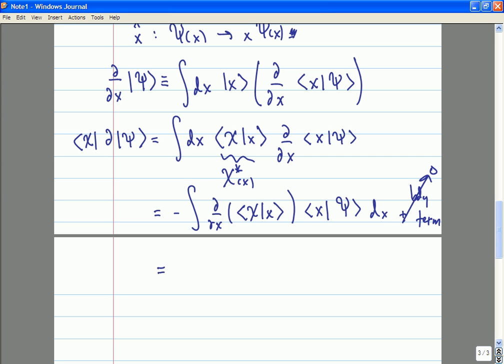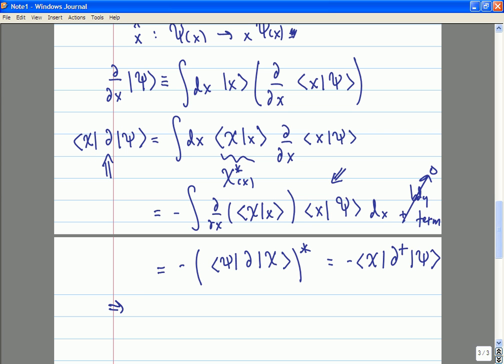Well, what is that expression? That is just minus the complex conjugate of psi times the derivative operator acting on chi. Right? You just take this, switch chi and psi, and then complex conjugate it, and you'll get precisely this expression that I've written in the second line there. And what is that? Well, that is by definition minus chi times the adjoint of the derivative operator acting on psi. So what have we seen here? What we've seen is that the derivative operator is anti-Hermitian.